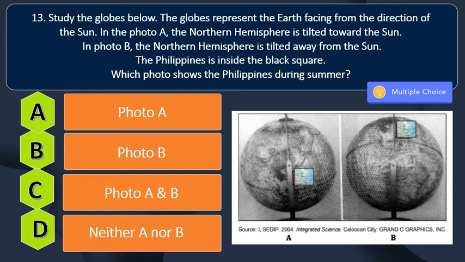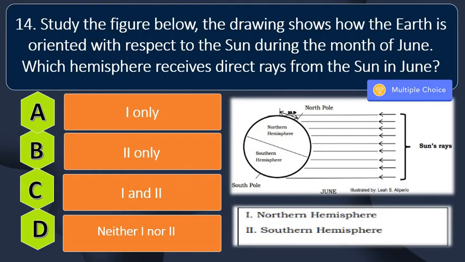Question number 14. Study the figure below. The drawing shows how the Earth is oriented with respect to the Sun during the month of June. Which hemisphere receives direct rays from the Sun in June? For number 1, Northern Hemisphere. Number 2, Southern Hemisphere. Okay, letter A, 1 only. B, 2 only. C, 1 and 2. D, neither 1 nor 2. And the answer is 1 only. Letter A, only for Northern Hemisphere.